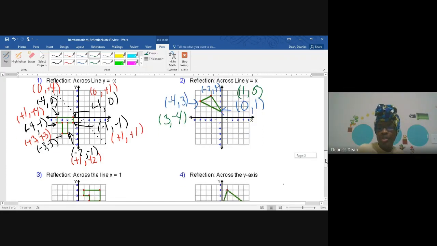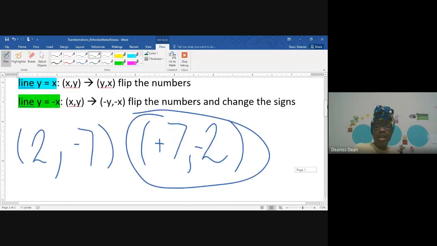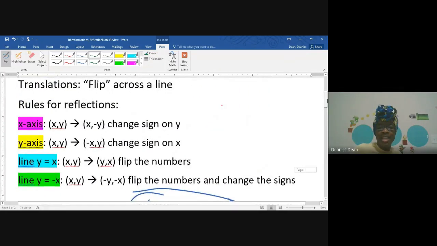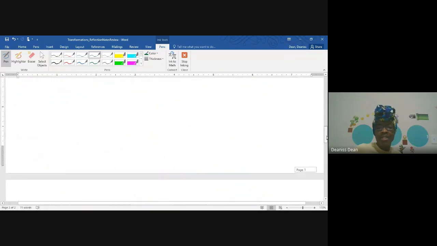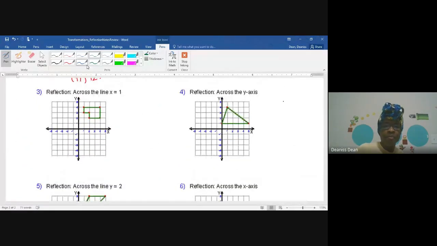Okay. Gonna do 2 more and that is it. All right, so this one says reflect across the y-axis. So when you reflect across the y-axis, all you do is change the sign of x. So every x value changes sign from positive to negative or negative to positive, okay? So when you reflect across the y-axis, the x values are the only thing that changes sign.